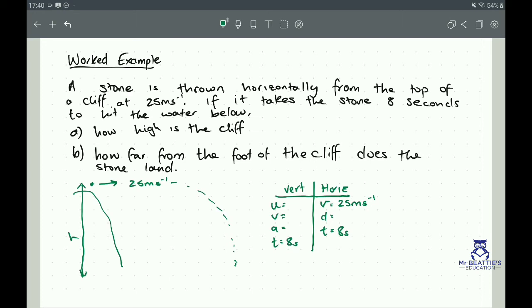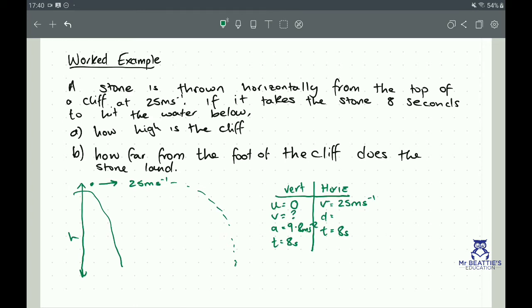Now, if it's fired horizontally off a cliff or thrown horizontally off a cliff, it'll have an initial vertical velocity of 0 because it will not have started falling yet and it will not have accelerated towards the ground. So it's going to start with an initial vertical velocity of 0 and it's going to have an acceleration of 9.8 meters per second squared towards the ground. And so for part A, what we need to do is work out the vertical velocity.